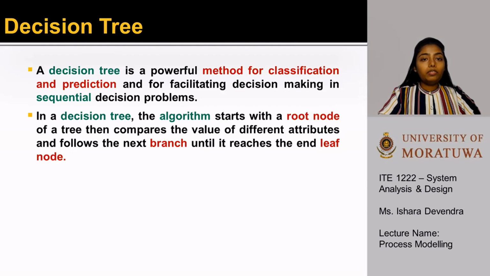Our next process description tool is the decision tree. A decision tree is a powerful method for classification and prediction and for facilitating decision making in sequential decision problems. Simply, we can say a decision tree is a map of the possible outcomes of a series of related choices.